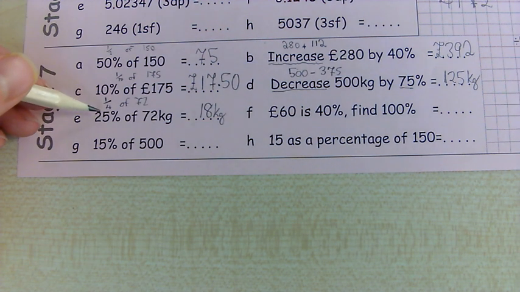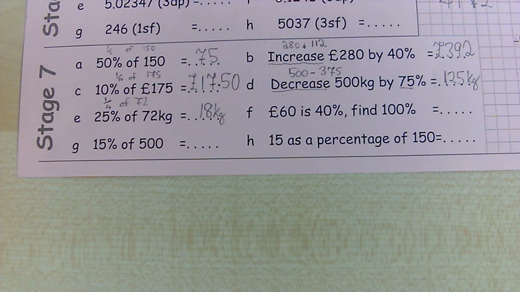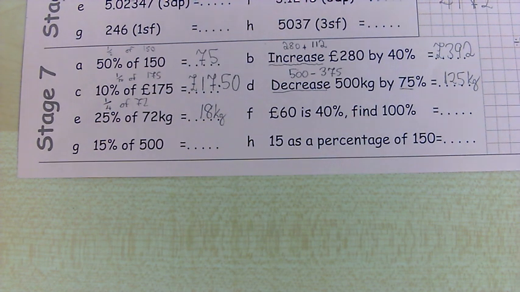If you do it a different way, maybe you could have got 10%, 5%, added two 10% together plus a 5%. As long as you're getting to the same solution, 18 kg, that's absolutely fine. There's a couple of different ways of doing these, as I mentioned earlier.